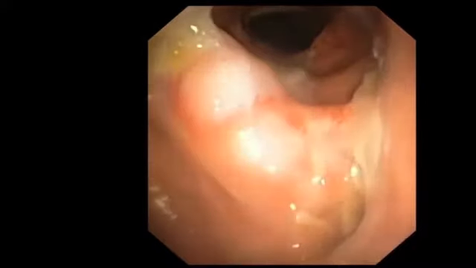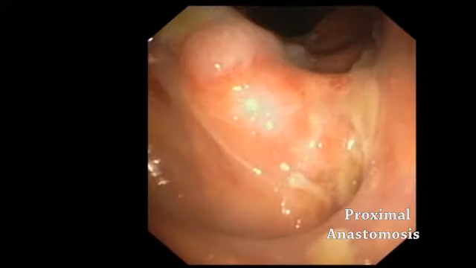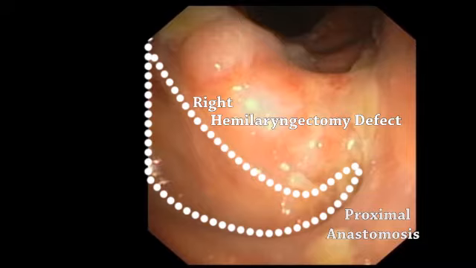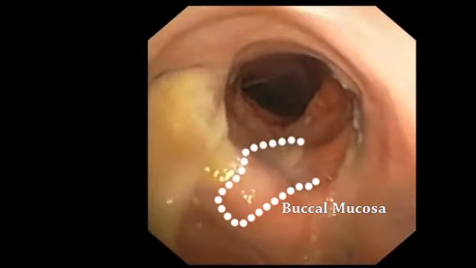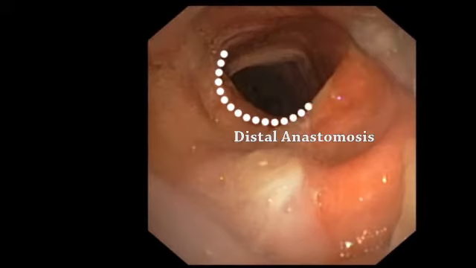During endoscopy, the vocal folds are visualized. Immediately below, we see the proximal anastomosis and the reconstructed right hemilaryngeal defect. This is the recipient's mucosal graft in the middle part of the transplant. The distal anastomosis between transplant and native trachea is clearly visible.